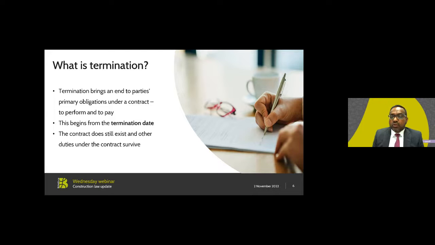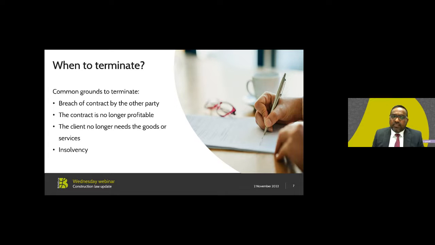These duties include secondary obligations, provisions that are procedural or ancillary to the subject matter of the contract, and accrued rights, meaning rights that have accrued by the time of termination. For example, if there were issues with the construction works, such as defects, these rights will survive. If there were payments that were due during the works and been certified, these rights will subsist. And there are other provisions that are intended to survive. For example, a provision in the contract which prohibits an action for, say, 6 months after termination.